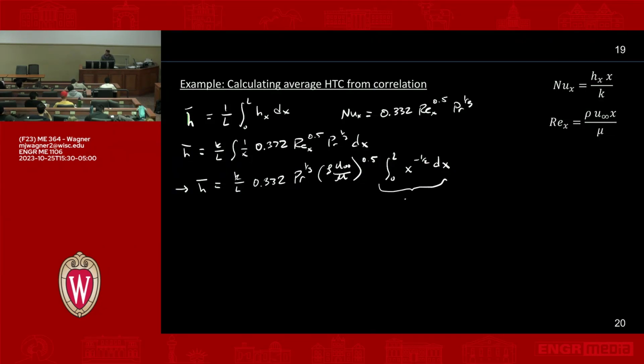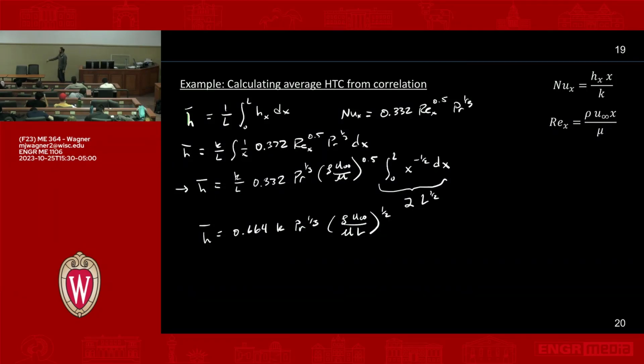If we evaluate this, the integral becomes 2L to the 1/2. You can take my word for that. And so what we end up with for our h bar is 0.664 k Prandtl to the 1/3, and then rho u infinity over mu L to the 1/2. Okay? So it's really straightforward, right? All you need is the function in terms of x, integrate that function, and you get back your h bar.